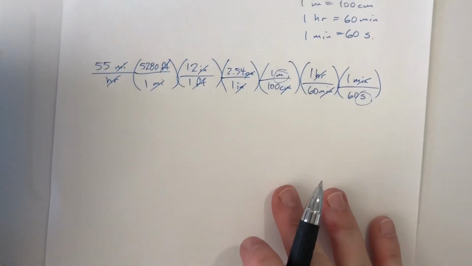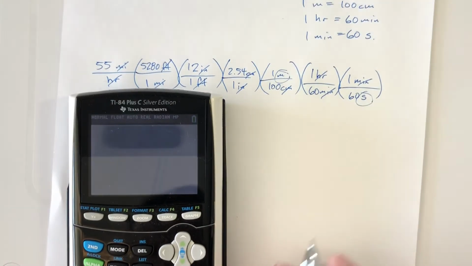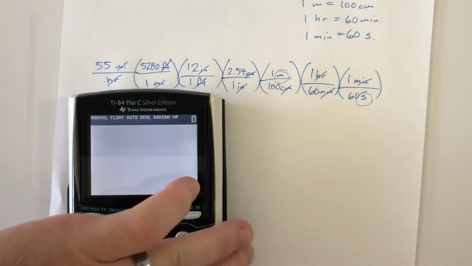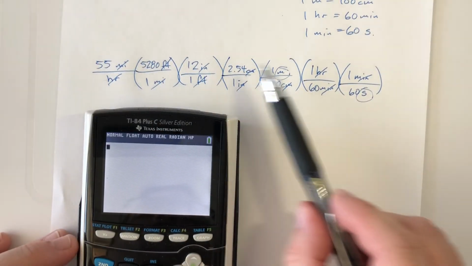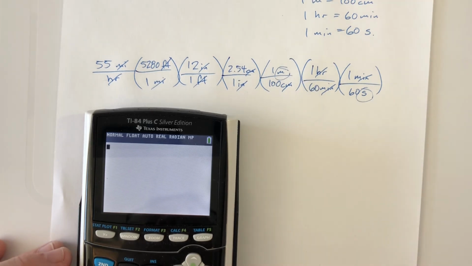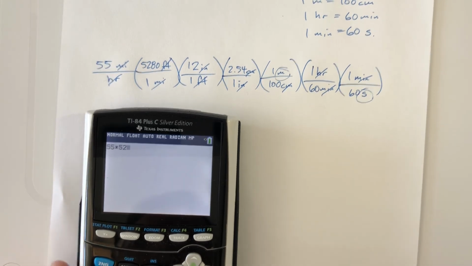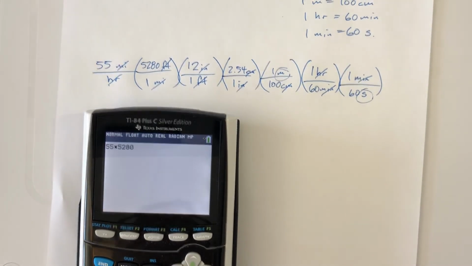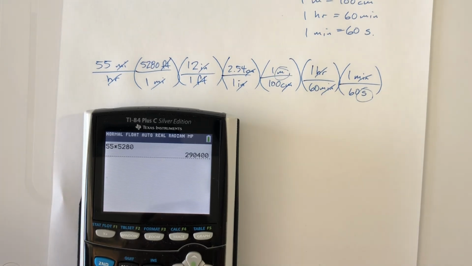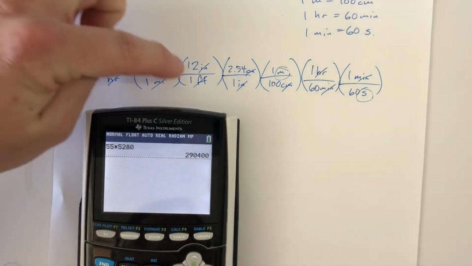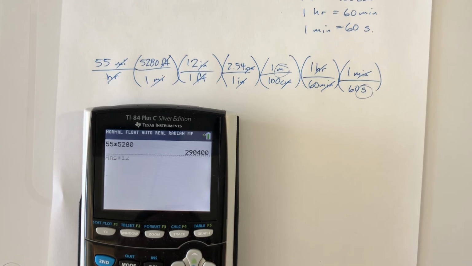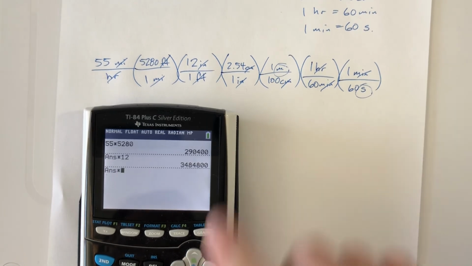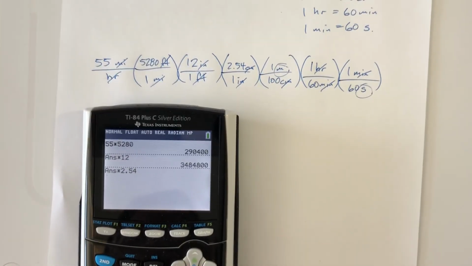Now, as far as typing this all in, this is going to be kind of a pain. Basically, anything that's on top, you multiply, and anything that's on bottom, you divide. Instead of hitting parentheses a bunch, I'm just going to recommend you hit equals a lot. So 55 times 5,280, because it's on top, and then I hit equals. I don't care what the number is, but now I'm going to multiply by the 12, because it's on top, hit equals, times 2.54, hit equals.